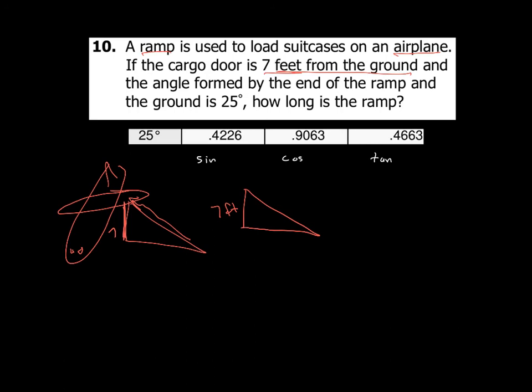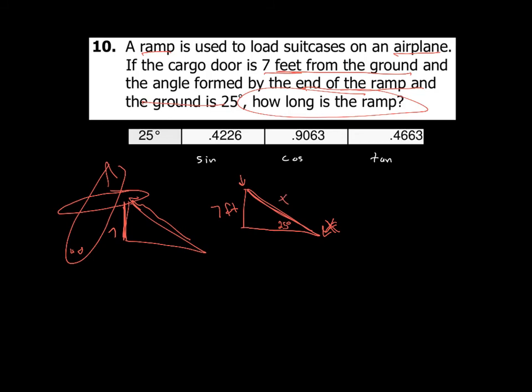And the angle formed by the end of the ramp and the ground, right? So one end of the ramp is there, the other end is over here. But this is the one where the end of the ramp meets the ground. So this is 25 degrees. Okay, they want to know how long is the ramp. So this is the length of my ramp. So I'm going to just put an x right there.